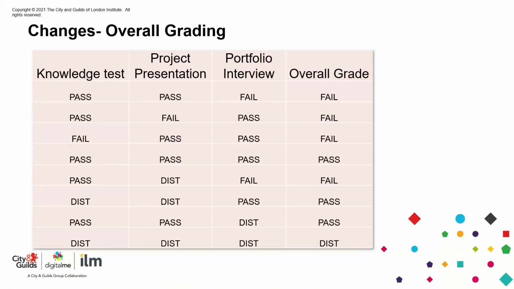So if we can have a look at the next slide, just to give you a visual in terms of the overall grading, you can see that in every component, the apprentices will need to have a pass in each assessment method in order to achieve an overall grade of a pass. And in order to achieve a distinction, they need a distinction in each of the assessment methods to achieve an overall grading of distinction.